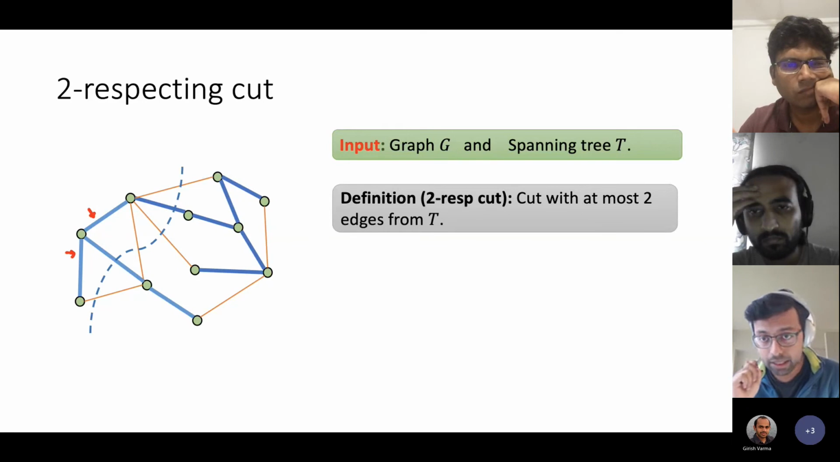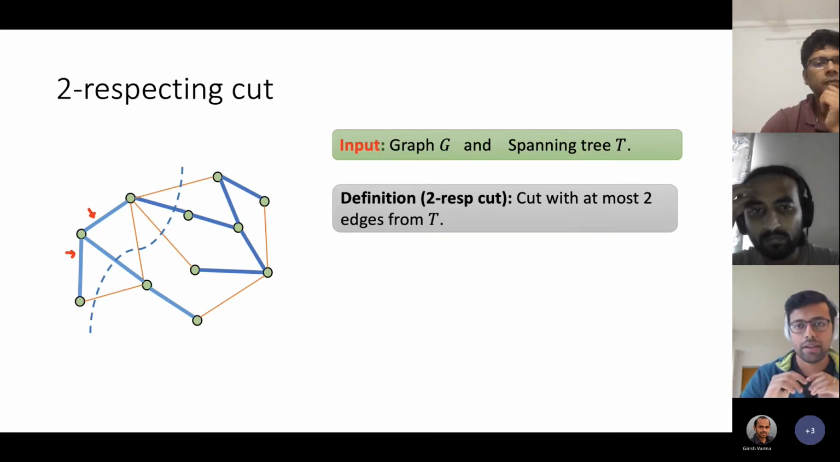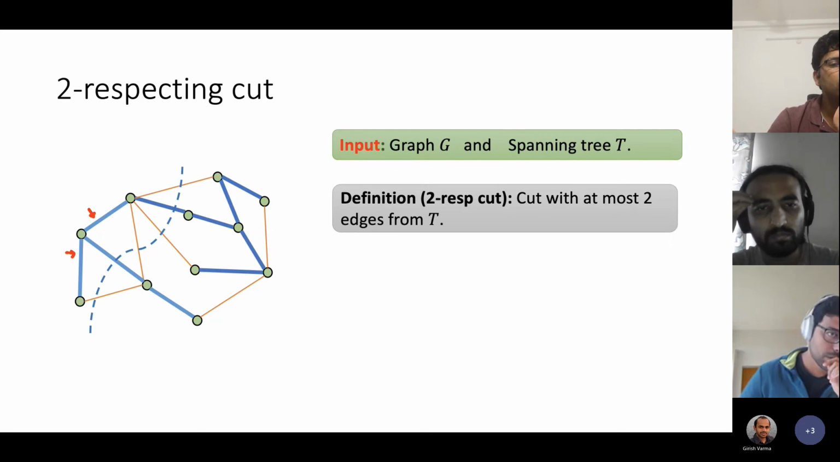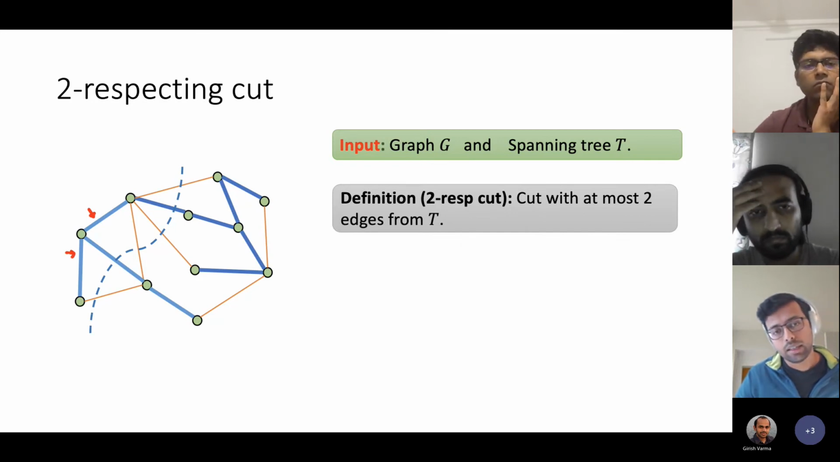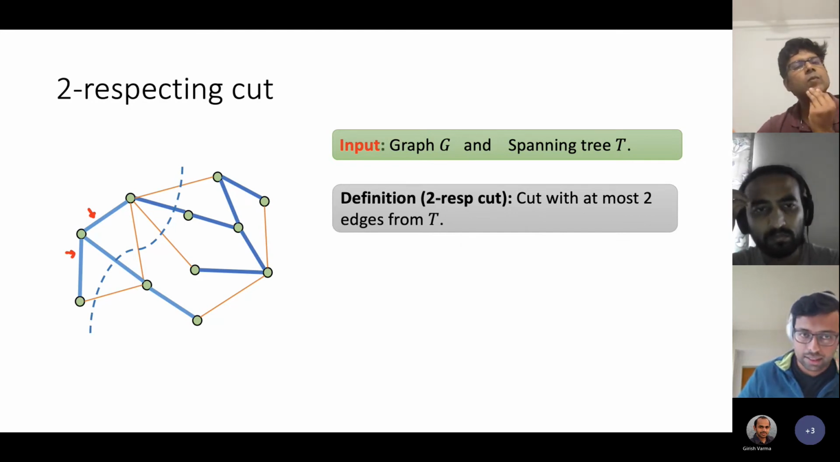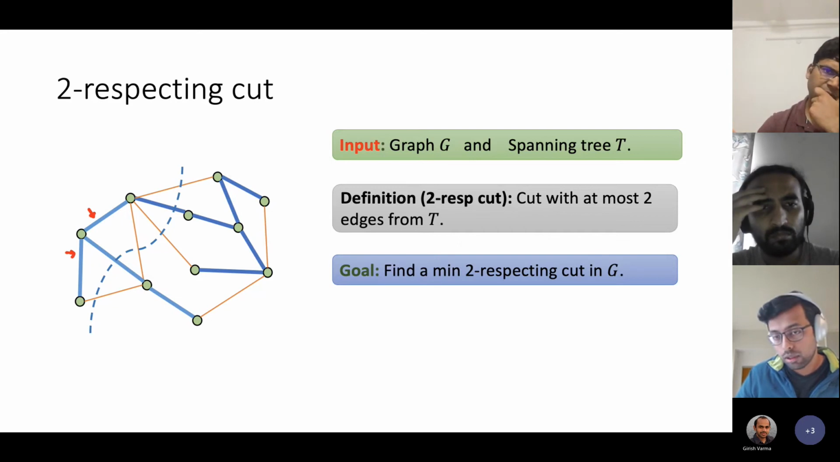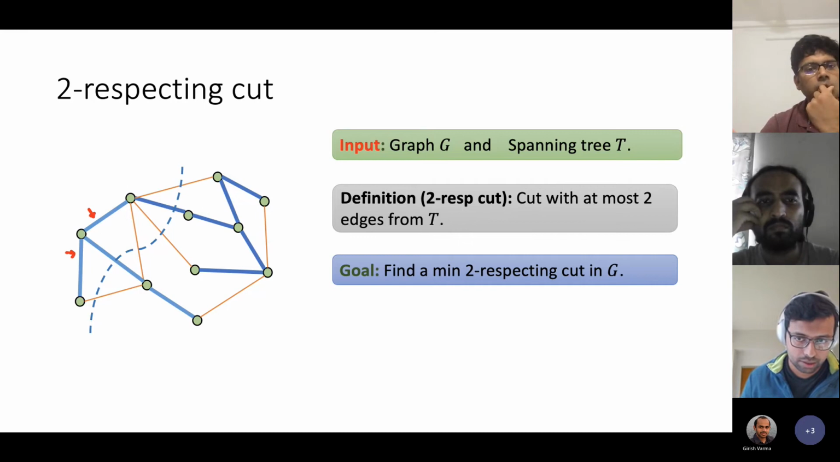And a two-respecting cut is a cut of the graph where the number of edges of the spanning tree which participate in that cut is at most 2. If you look at this blue dotted line, that's a cut of the actual graph, and the number of blue edges that are cut by this cut is 2. Okay. And now the goal of this problem is to find a minimum such two-respecting cut.